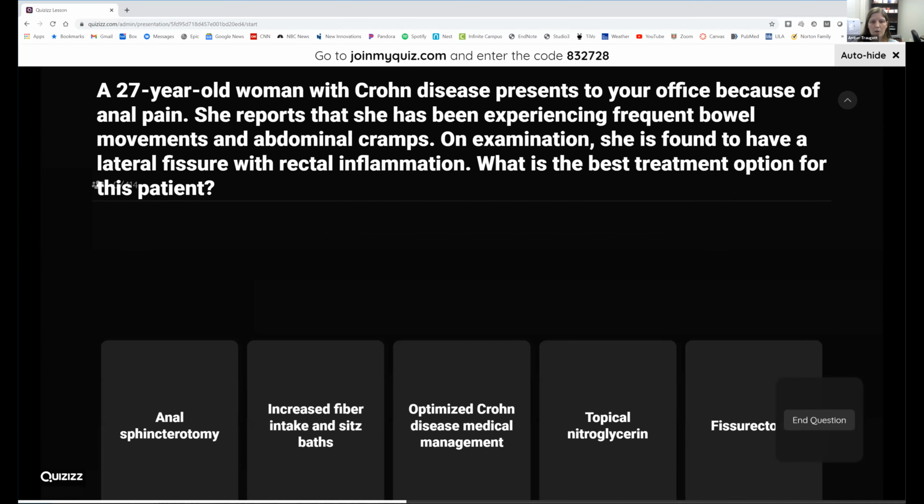All right, so next question. A 27-year-old woman with Crohn's disease presents to your office because of anal pain. She reports that she's been experiencing frequent bowel movements and abdominal cramps. On examination, she's found to have a lateral fissure with rectal inflammation. What is the best treatment option for this patient? Anal sphincterotomy, increased fiber intake and sitz baths, optimized Crohn's disease medical management, topical nitroglycerin, or fissurectomy.